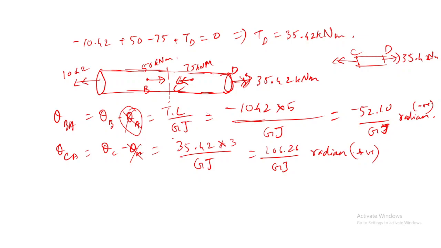See, for example, let's imagine this is pointing away from the cross section, so theta B will be in one direction, right? For example, if it is pointing in the opposite direction, if I am twisting like this, this will be in one direction, whereas this should be in the opposite direction.